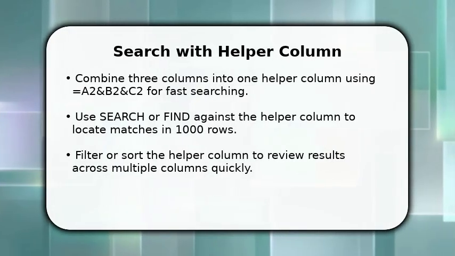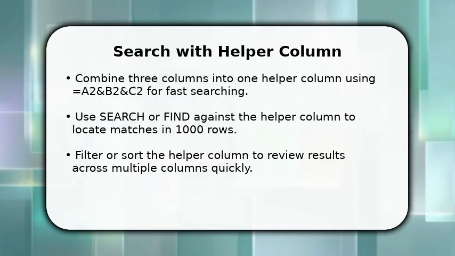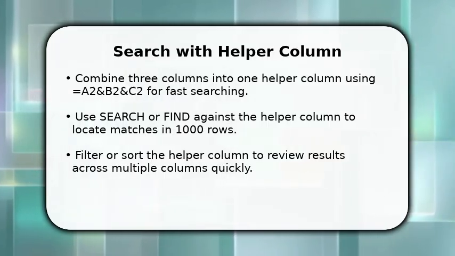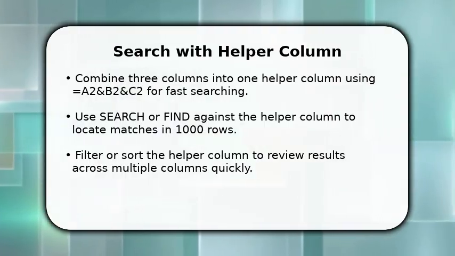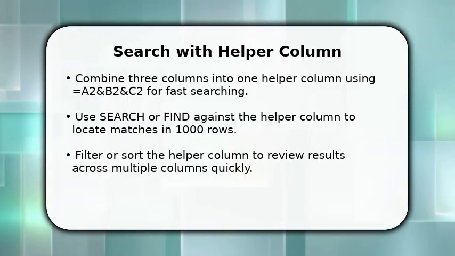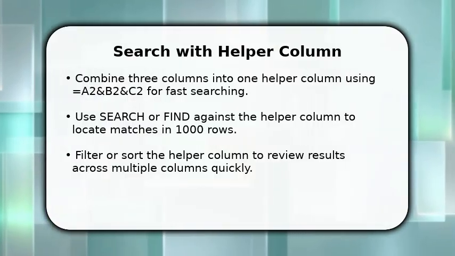Start by creating a helper column that joins values from 3 columns. Use a formula like =A2&B2&C2 to combine text and numbers. This approach is fast in sheets with up to 1,000 rows.